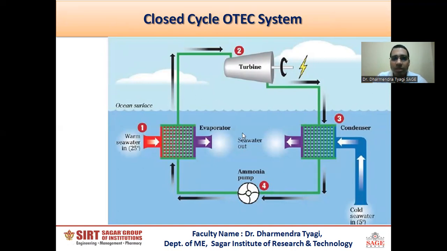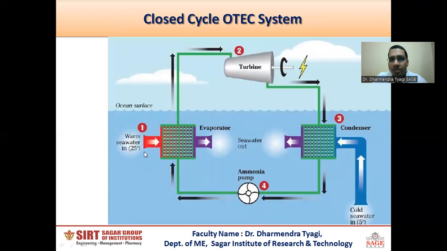This is the schematic diagram of the closed cycle OTEC system. Here you can see the temperature difference, which is equal to 20 degrees. The warm water temperature is 25 degrees and the cold water temperature is 5 degrees. The difference is 20 degrees. Now this is the evaporator, this is the vapor turbine, this component is the condenser, and this is the pump, or we can say the ammonia pump.